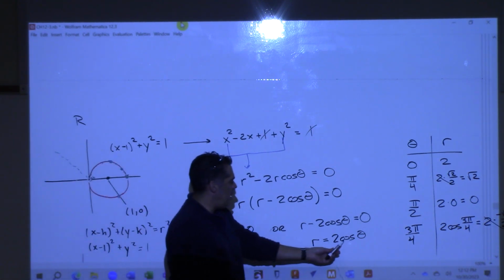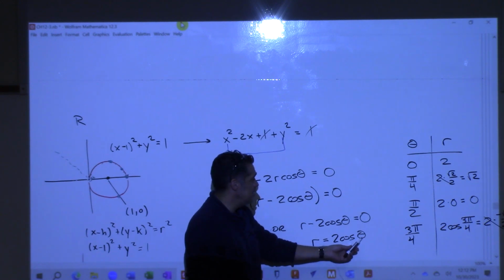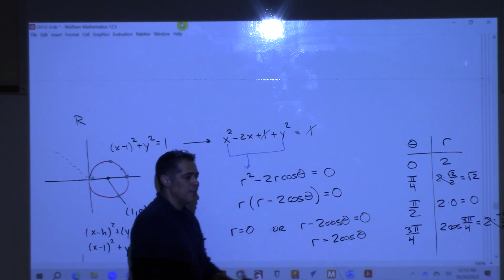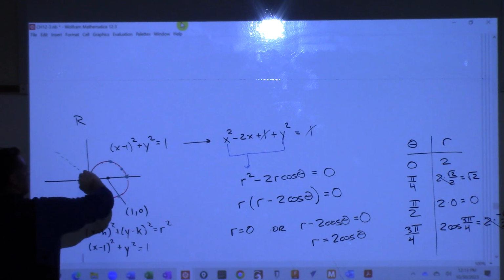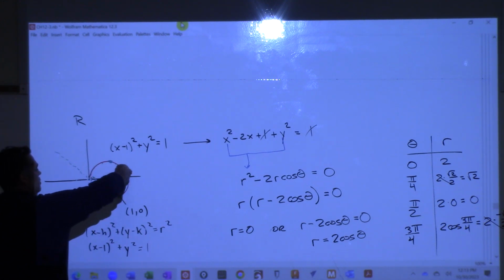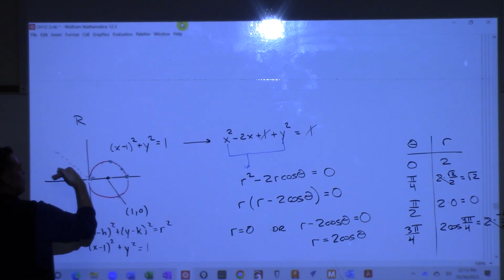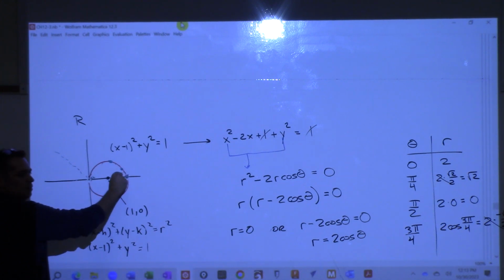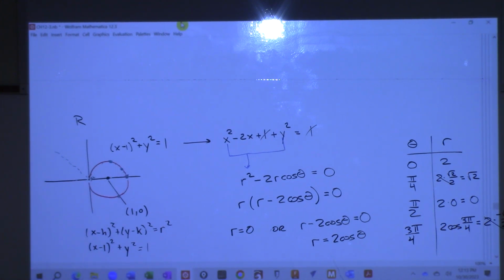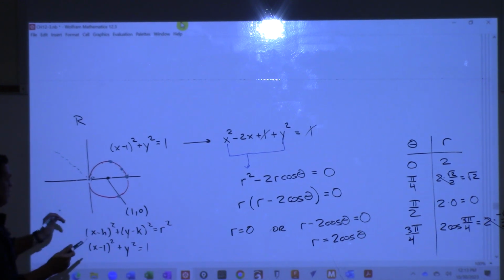2 cosine of pi. Cosine of pi is negative 1, but then times 2? 2. So when you're aimed at pi, you walk where? Backwards 2. So all of these angles from here to here gave you the other side of the circle. Kind of weird, right?